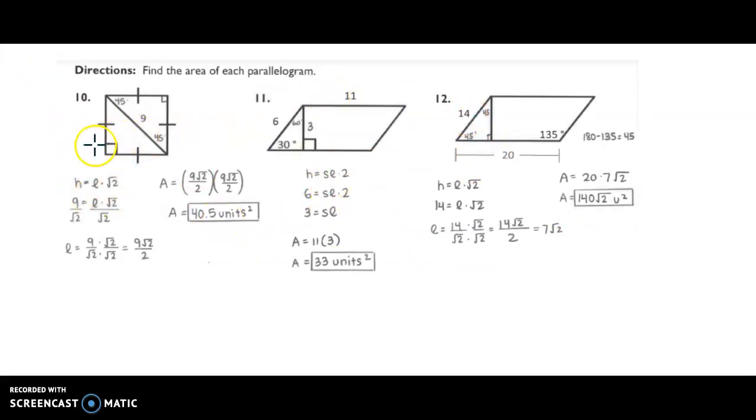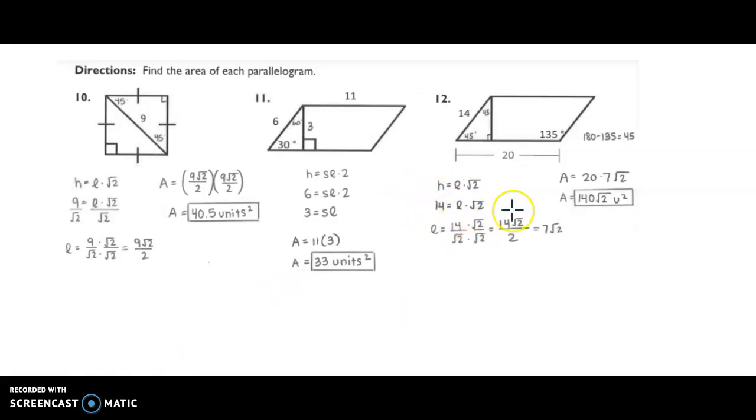And then more of these, and we're incorporating special right triangles. You've got to know how to use the 45-45-90 and 30-60-90 triangles here. If you have questions about these, please shoot me an email in the morning. And hopefully you can follow these along.